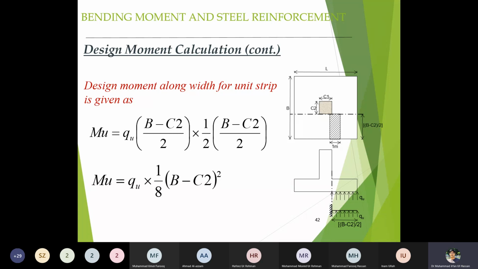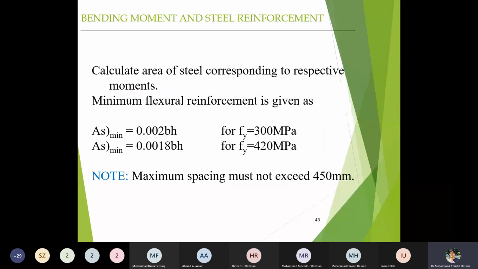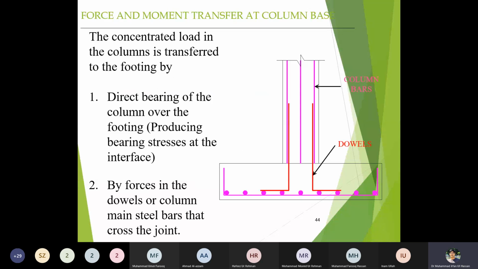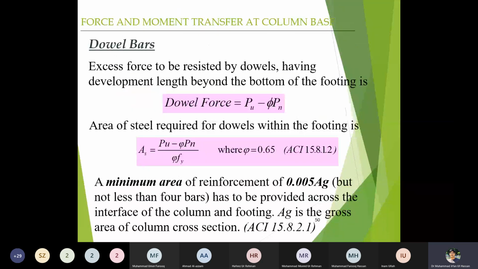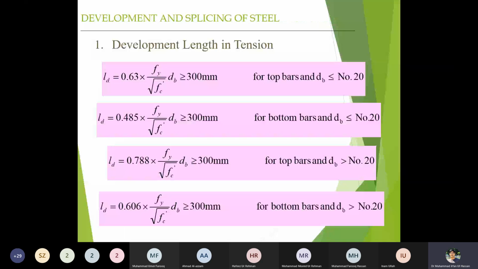So for the isolated footing, the moment is not difficult, and you can compute the moment in the isolated footing. These are the minimum steel requirements for grade 60 and grade 40 steel. For grade 60, the minimum steel is 0.0018 BH, and for grade 40, the steel requirement is 0.002 BH. And then comes the design of the joint, the transfer steel. So we will continue with this part next time, and then we can start the problem of the footing after that.